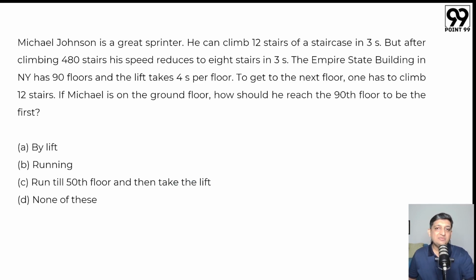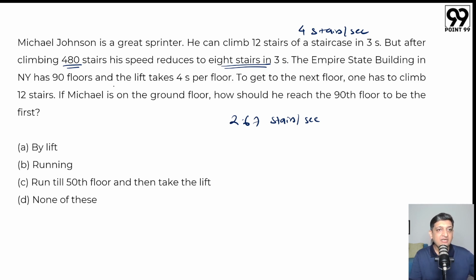Now try looking at this particular question. It's a very simple, straightforward question, but it has escalators as well. So Michael Johnson is a great sprinter. He can climb 12 stairs of a staircase in 3 seconds. So the speed of Michael Johnson here is 4 stairs per second. But after climbing 480 stairs, his speed reduces to 8 stairs in 3 seconds. So 8 stairs in 3 seconds is 2.67 stairs per second.